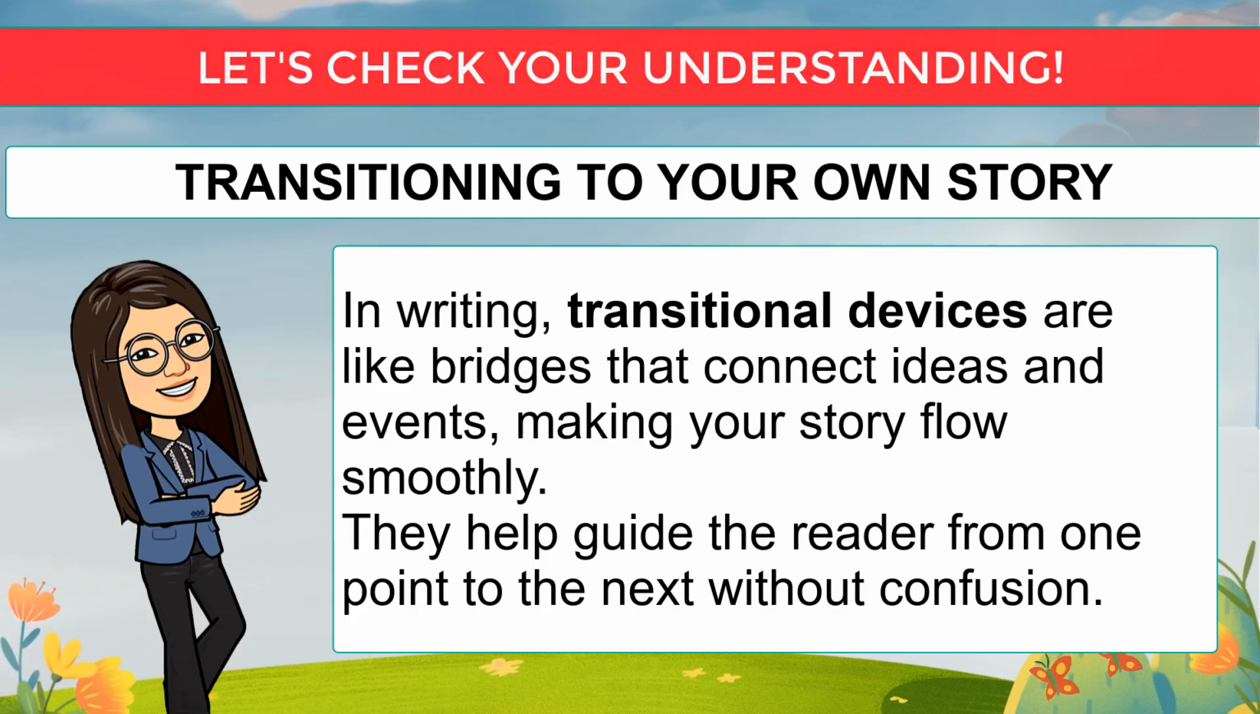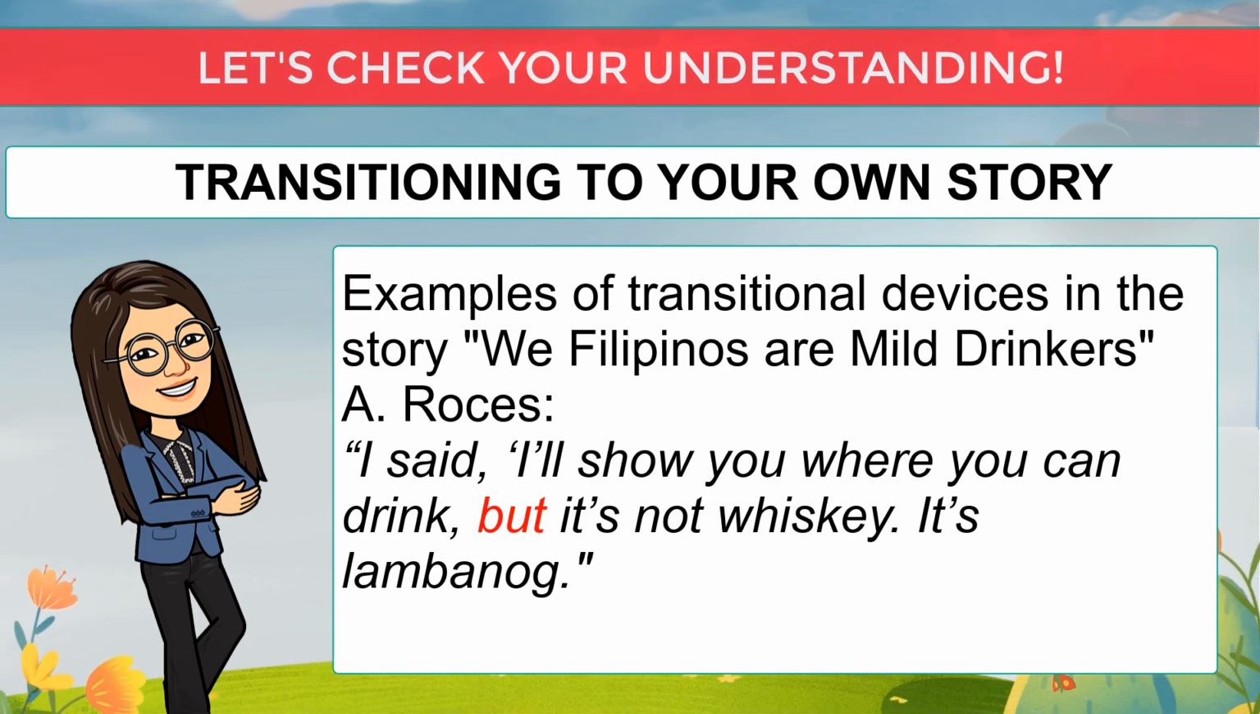In writing, transitional devices are like bridges that connect ideas and events, making your story flow smoothly. They help guide the reader from one point to the next without confusion. For example, in "We Filipinos Are Mild Drinkers," we can see transitional devices in action. Here's a passage. "I'll show you where you can drink, but it's not whiskey. It's lambanog." Notice how the phrase "but it's not whiskey" shifts the idea from what the soldier expected, whiskey, to what the farmer actually offers, lambanog. This simple transition keeps the conversation clear and guides the reader smoothly through the change in the story.